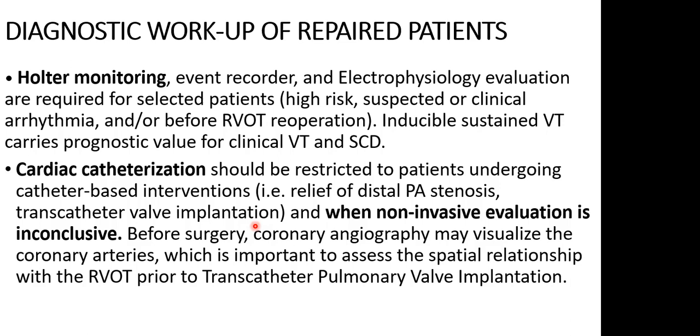Then cardiac catheterization is used when the non-invasive methods do not suffice. So basically, it gives us a better picture of the state of the patient, to look at the stenotic level, and measure the pressure in the right ventricular outflow tract and also in the right ventricle before the transcatheter pulmonary valve implantation is done in this patient. It can also tell us the spatial relationship with the right ventricular outflow tract prior to the implantation being done.